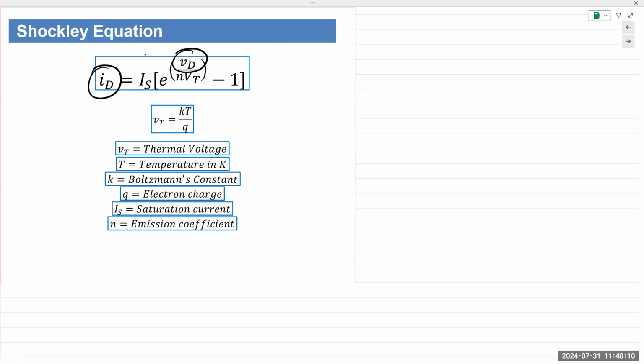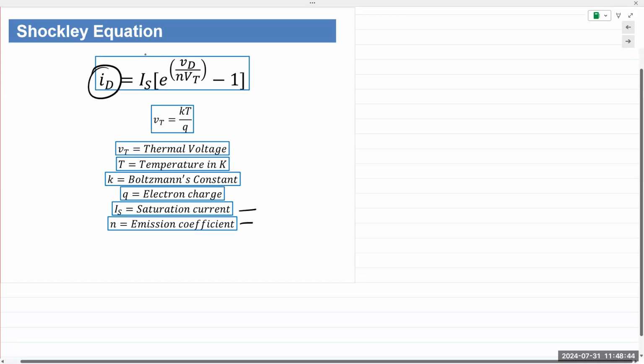IS is the saturation current. It typically is in the picoamps or the femtoamps range, so 10 raised to -12, 10 raised to -15. Very, very small. N is an emission coefficient. Typically, it's just 1. But depending on the application, a manufacturer will provide you a value of that emission coefficient. Could be anywhere between 1 and 2. Typically, at room temperature devices, we simply take it as 1. So the emission coefficient and the saturation current, you can typically get from the manufacturer because it is part of the manufacturing process.